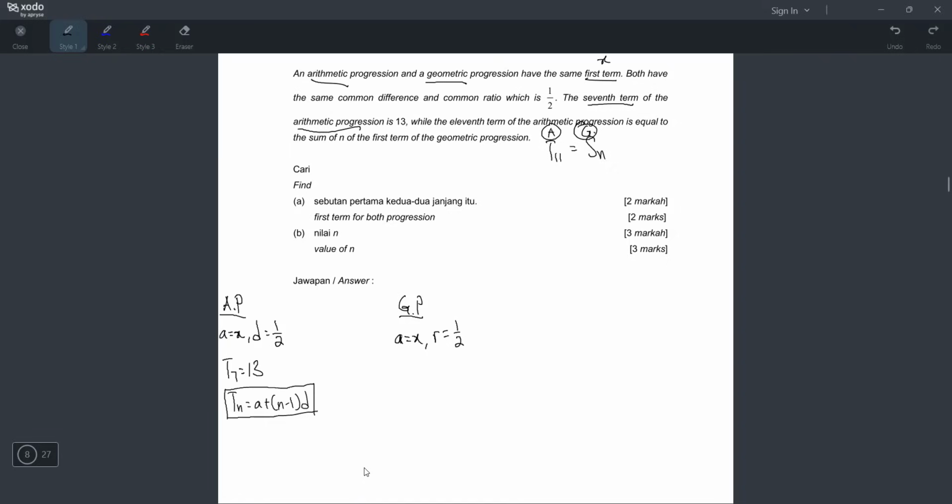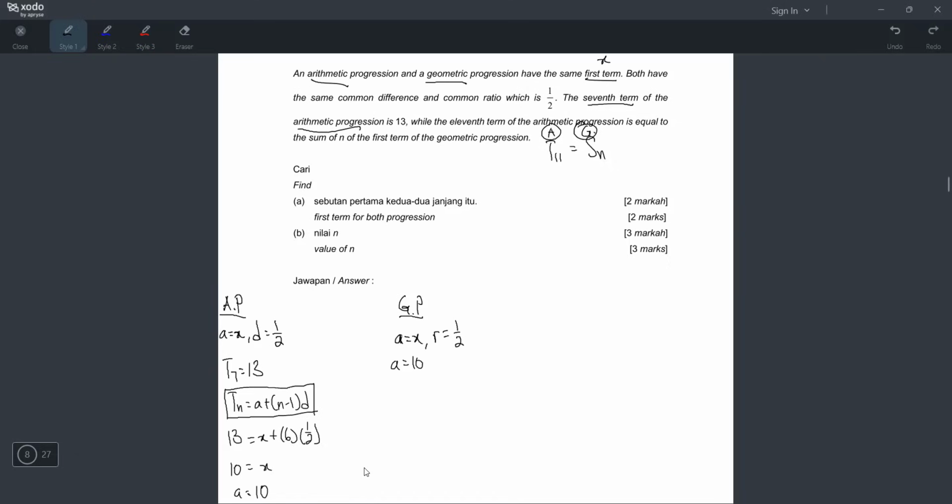So how do we find it? Since we have T7 is 13, so this is 13. And then the A, which I don't know, let's just call it X, plus n minus 1. The n in this case is 7, so 7 minus 1 is 6, times D, 1/2. So 6 divided by 2, I get 3. So plus 3 becomes minus 3, 13 minus 3 is 10. So the X is 10. It means the first term is 10. And since they both have the same first term, the geometric first term is also 10, right?